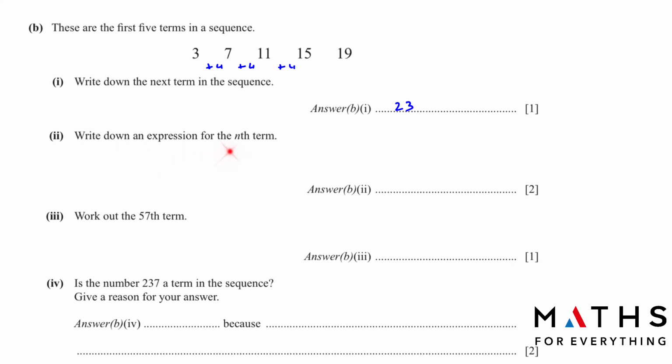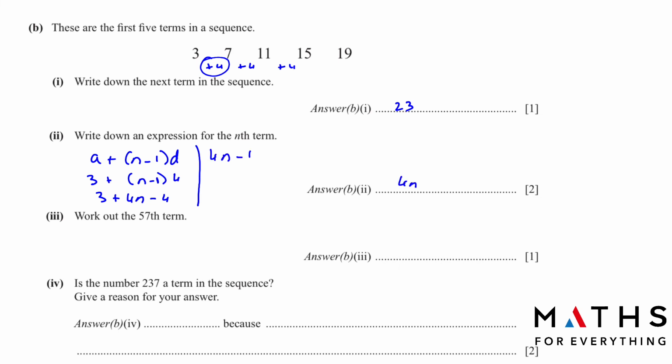Write down an expression for the nth term. To find the expression for the nth term, we use the formula a plus (n minus 1)d. This is when it's an arithmetic sequence. Then we replace the a, which is our first term, that is 3, and the difference. Difference is this number here, 4. Expand the bracket, and so we will have 4n, 3 minus 4, negative 1.